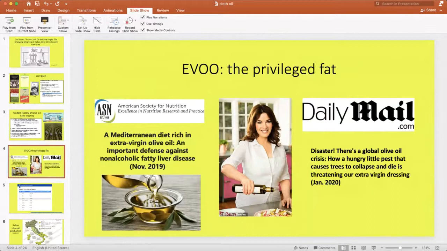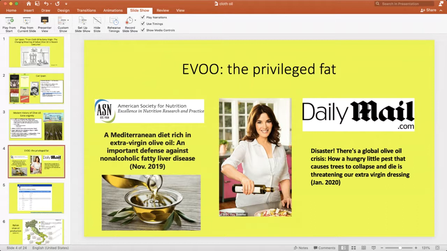Olive oil, extra virgin olive oil, EVO, as we now call it, is of course today the most privileged fat. We hear criticism of the dangers of consuming too much animal fat. Seed oils are accused by some of being carcinogenic and so on, but everyone loves olive oil. We've even got groups like the American Society of Nutrition offering that a Mediterranean diet, and I'll come back to that, rich in extra virgin olive oil is an important defense against non-alcoholic fatty liver disease. And there are all kinds of health claims that are made regarding extra virgin olive oil today.